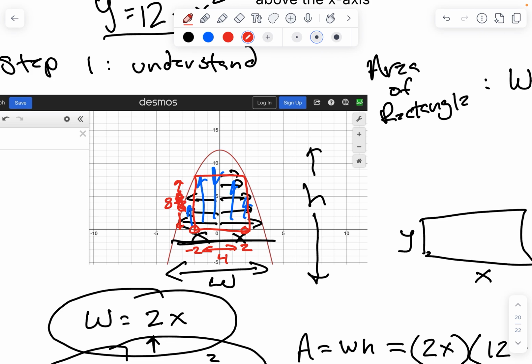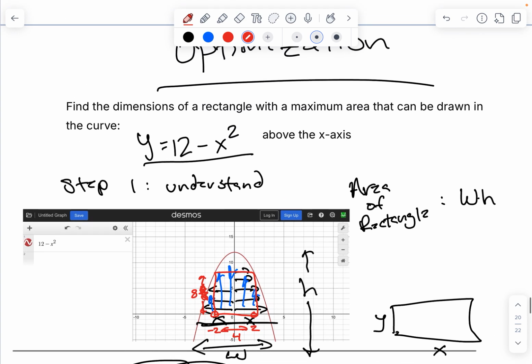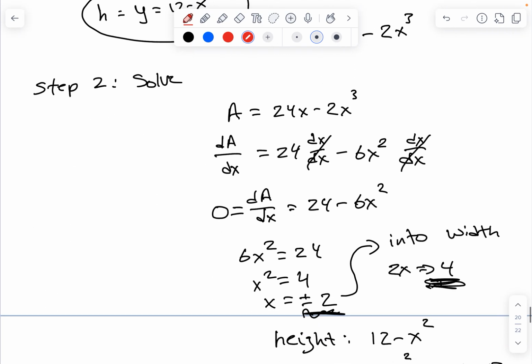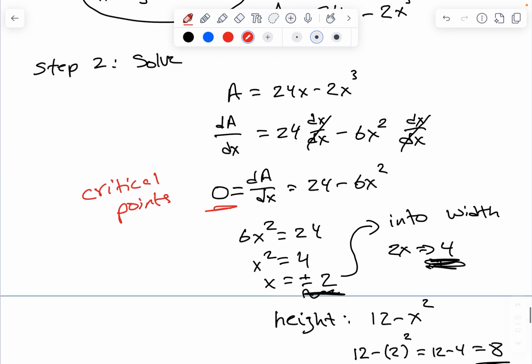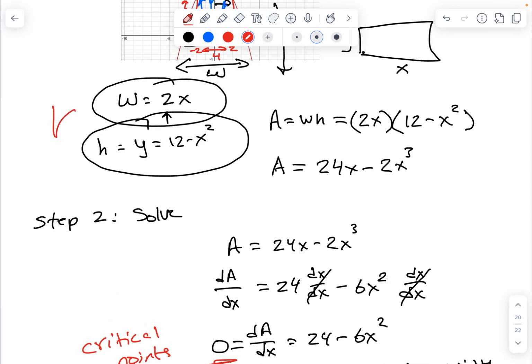So the key to optimization problems is always write the function to optimize. In this case, we're lucky we're given the function. Take the derivative, set it equal to 0 to find critical points. And then plug whatever you find, your variables, back into your original equations. And that is how you optimize every single problem.